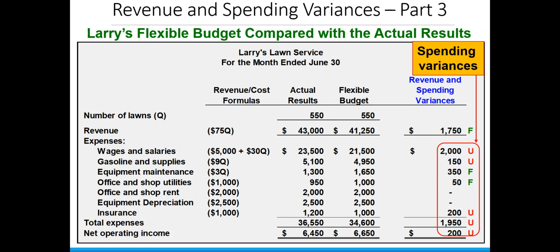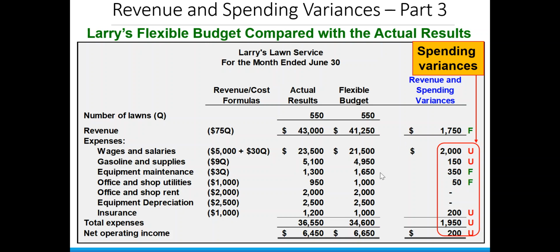Now, what is interesting here is even though we have a favorable revenue variance here, we have a net operating income that's an unfavorable variance. That means we have $200 less in actual net income than what our flexible budget suggests that we would have at that level of activity. So what we're doing with revenue and spending variances is we're eliminating the difference in activity levels, but focusing on what may be a difference in pricing.